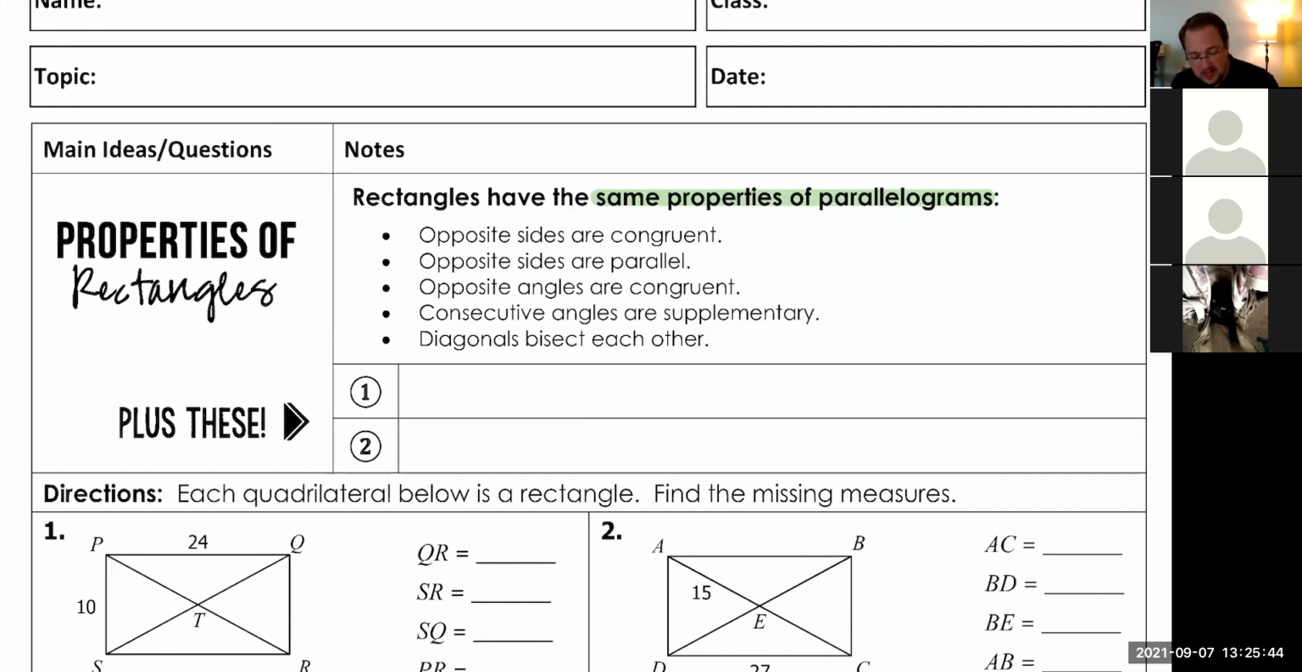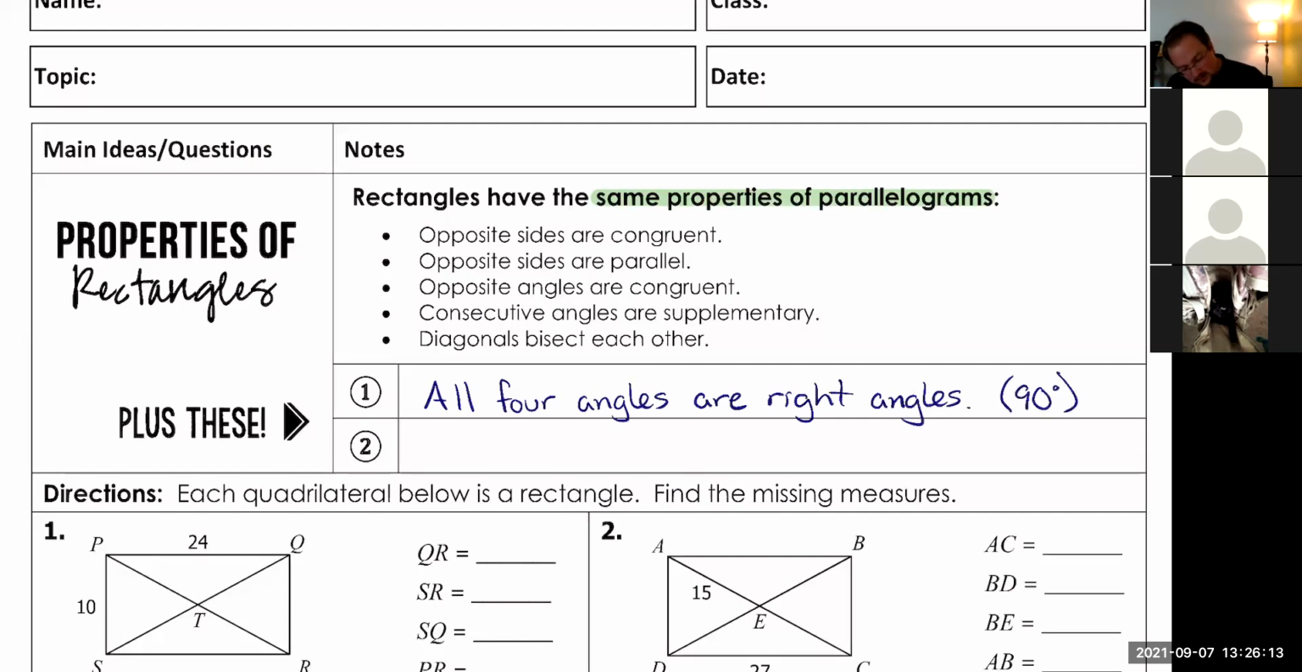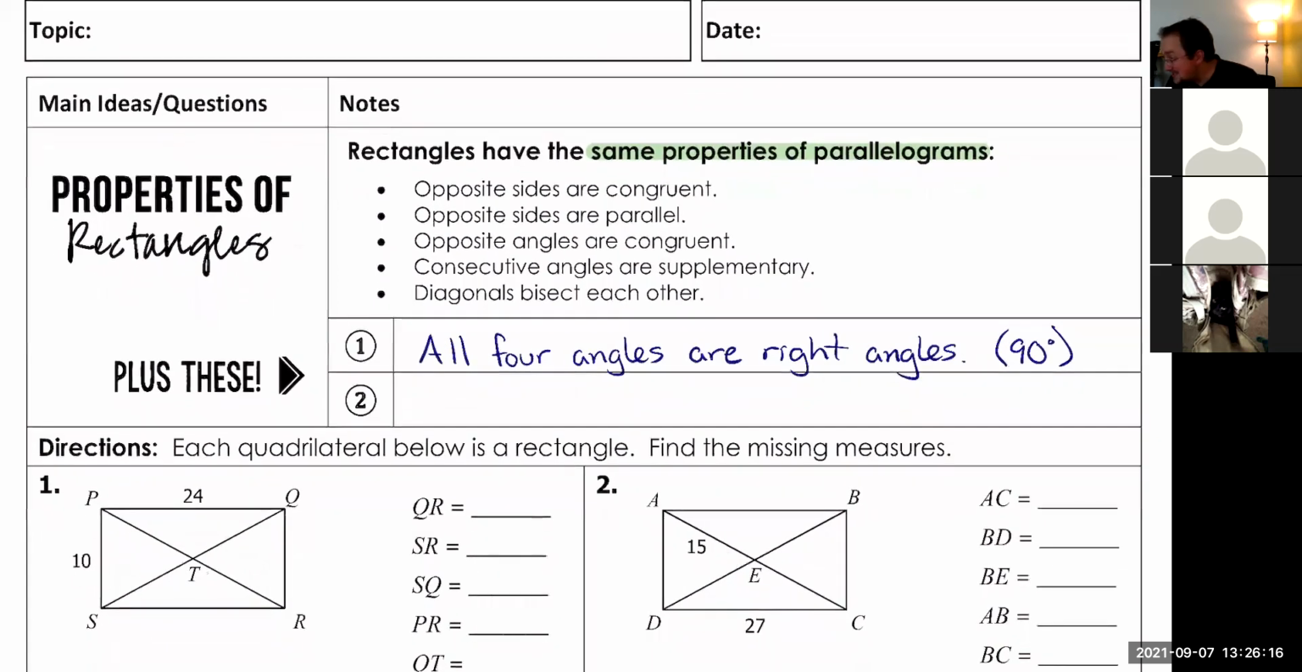Now, because they are special, they come with 2 new things that we can also assume to be true, so long as we know they are rectangles. And that is one, that all 4 angles are right angles, which means they are measured as what? 90 degrees, yep. And 2, not only now do the diagonals bisect each other as they did in parallelograms, the diagonals in a rectangle are congruent.